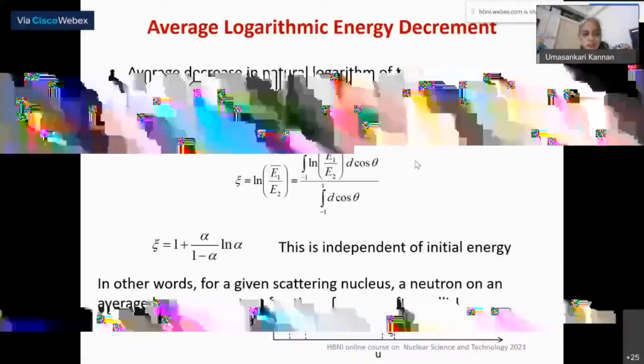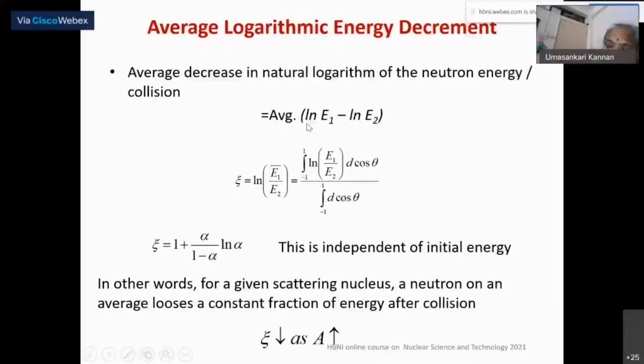This I will not discuss much, but all these scattering collisions are a statistical kind of phenomenon. So you have something called an average decrease in the natural logarithm, called the average logarithmic energy decrement, and it is defined, and can be derived, as zeta is equal to 1 plus alpha by 1 minus alpha into log alpha. So you can see that it is independent of the initial energy. I just want you to understand that as A increases, zeta decreases.